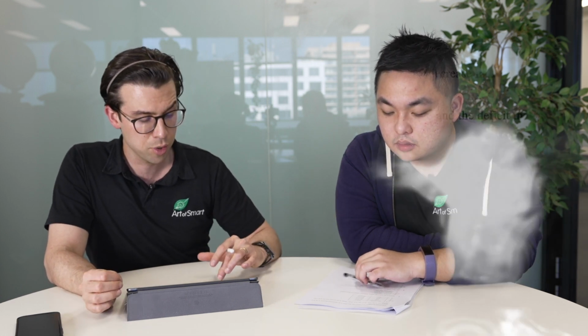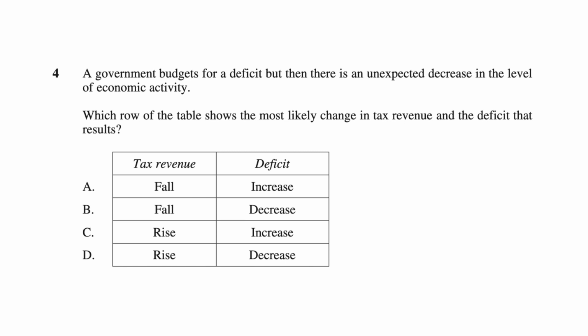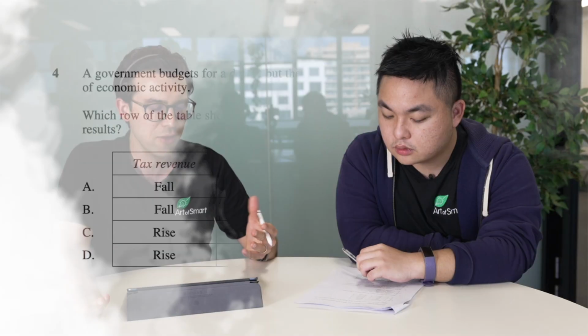Great, let's keep moving. We've got number 4. This was a government budget for a deficit, and then there's an unexpected decrease in the level of economic activity. And you needed to then identify what was the likely change in tax revenue and the deficit that results. I think this was a fairly easy one, really. What did you get as the answer here, Terry? I got A. So tax revenue would fall and the deficit would therefore increase. Yeah, great, which is your automatic stabilizers at work.